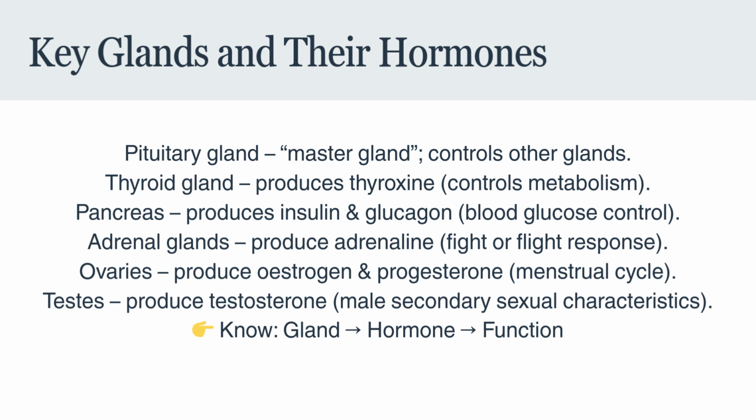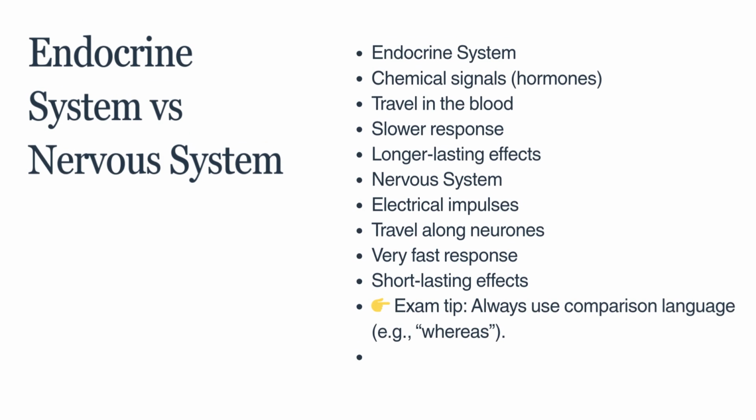Then the ovaries release estrogen and progesterone, which control the menstrual cycle. The testes release testosterone, which controls male secondary sexual characteristics. For GCSEs, you really don't need extreme detail, but you must know the name of the gland, the hormone it produces, and the basic function of that hormone. Examiners tend to love matching questions, so make sure you link the gland, hormone, and the effect.